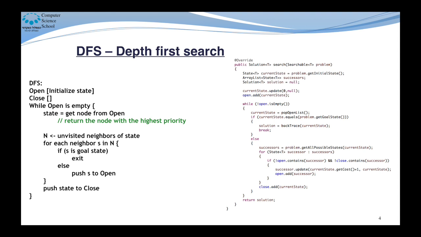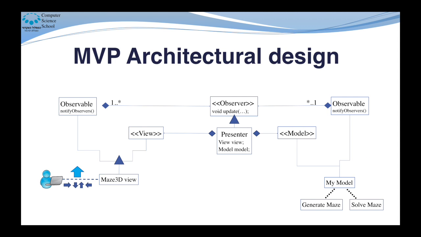The DFS algorithm, in contrast to the BFS, works by pulling the highest neighbor in the queue. It provides a shorter time to find the solution, but does not always provide the best path from the start position to the goal position. This is the architectural design we use in our project.